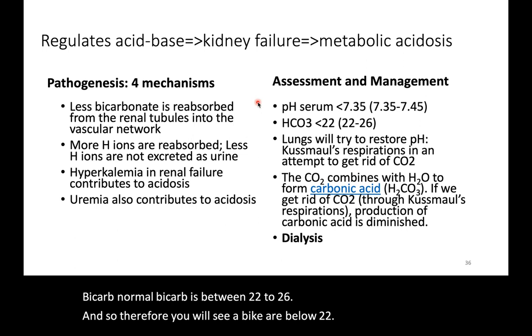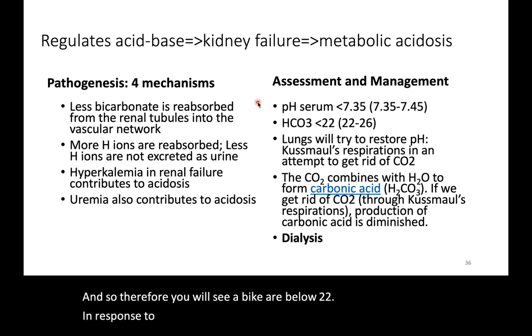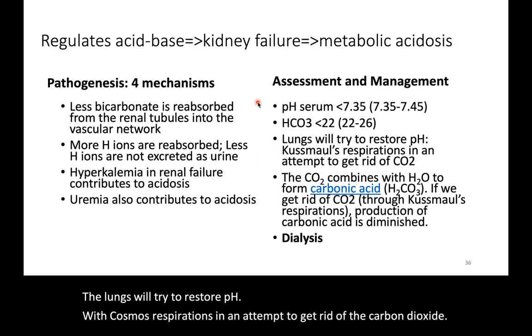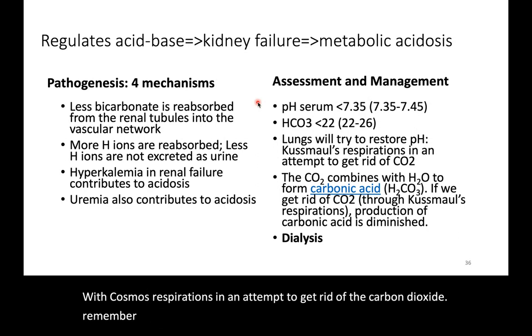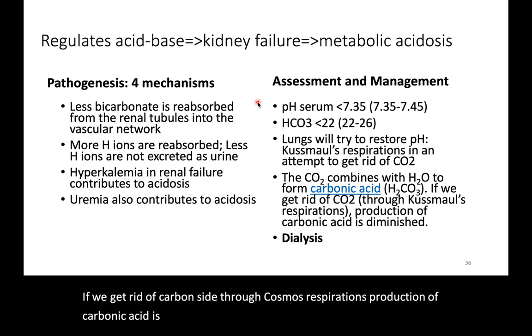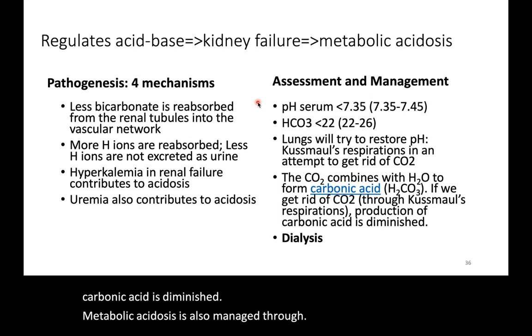In response to metabolic acidosis, the lungs will try to restore pH. How? With Kussmaul respirations in an attempt to get rid of the carbon dioxide. Remember that the carbon dioxide combines with water to form carbonic acid. If we get rid of carbon dioxide through Kussmaul respirations, production of carbonic acid is diminished. Metabolic acidosis is also managed through dialysis.